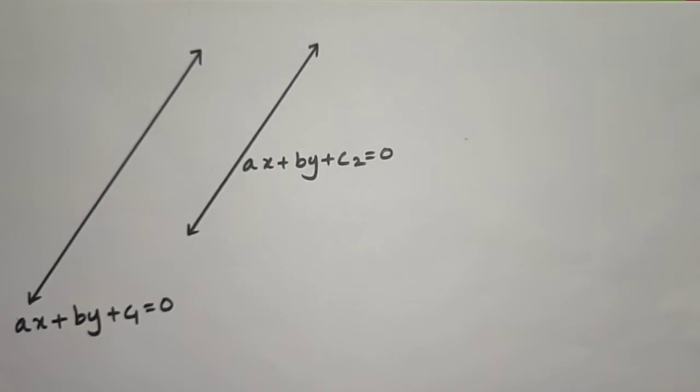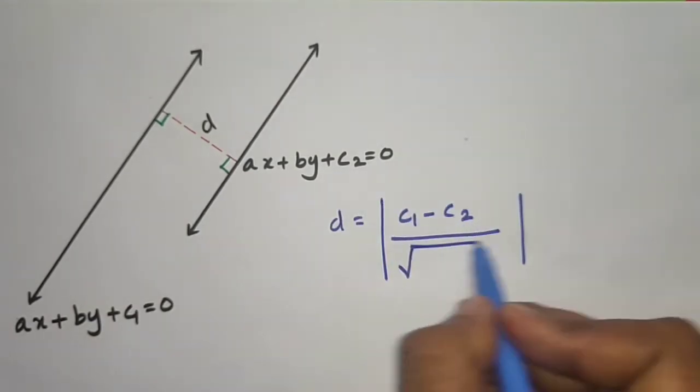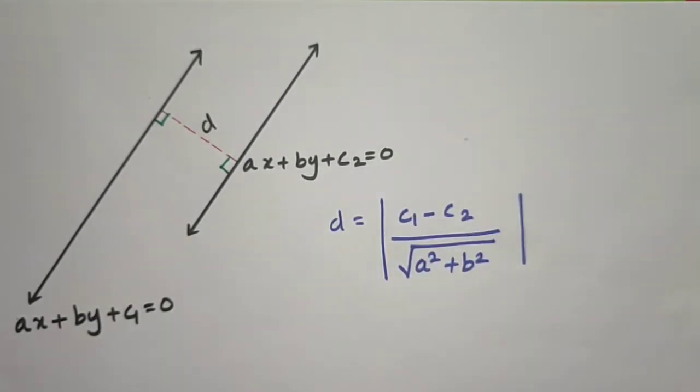So by looking at these 3 points, we can conclude that for two parallel lines, their equations only differ in their constant terms. Means every term will be the same except for their constant terms. So let us consider two parallel lines, ax plus by plus c1 equal to 0 and ax plus by plus c2 equal to 0. Let d be the distance between these two parallel lines. Again, distance, so perpendicular. Then the distance between the two parallel lines is calculated by the formula d equal to mod of (c1 minus c2) upon root of a square plus b square.